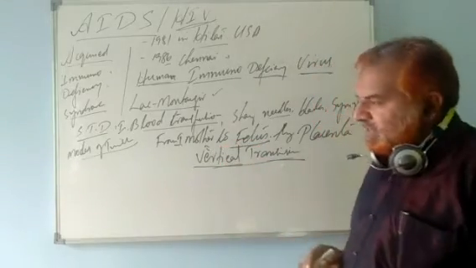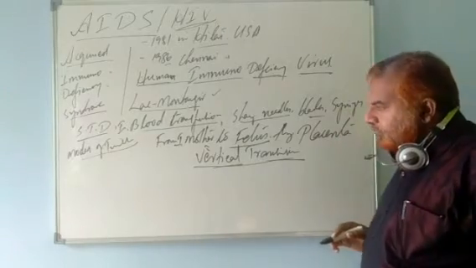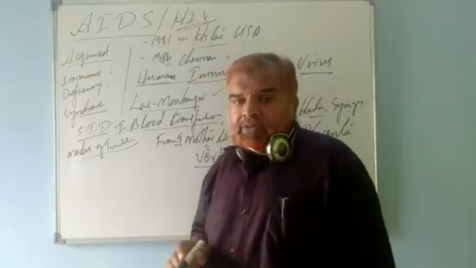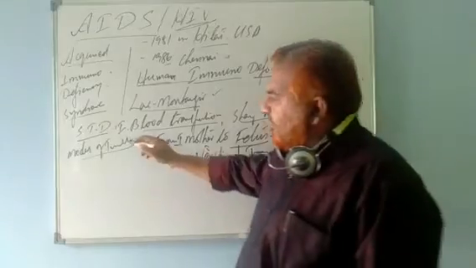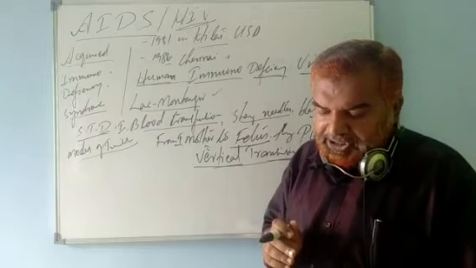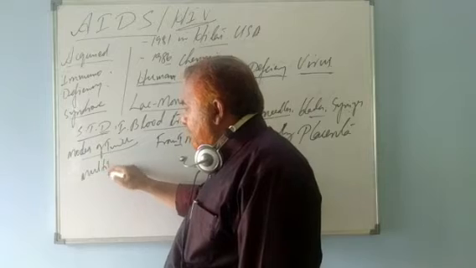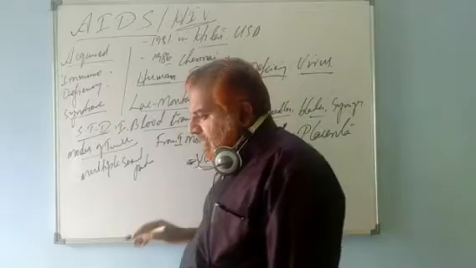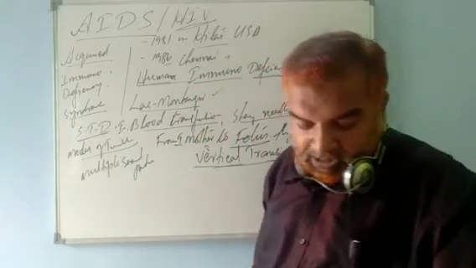From mother to fetus is vertical transmission. Transmission also happens through infected blood, sharing of needles, blades and syringes. Then there are all the sexual modes: anal sex, oral sex, normal sex without protection, unprotected sex, and also sex with multiple sexual partners. This also has to be prevented. So these are all the modes of HIV infection, the modes of AIDS transmission.